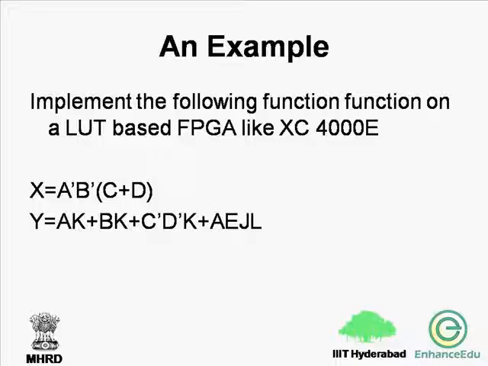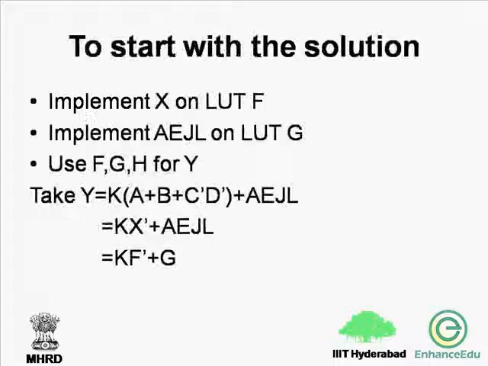Now how to do it? You see that the function is embodied because you take k common. It is basically A or B or C complement D complement in the first three terms. So it is basically A complement, B complement and C or D whole complement. So if you take K, you are basically left with Kx complement plus AEJL, right? So that's how we can reduce this function.